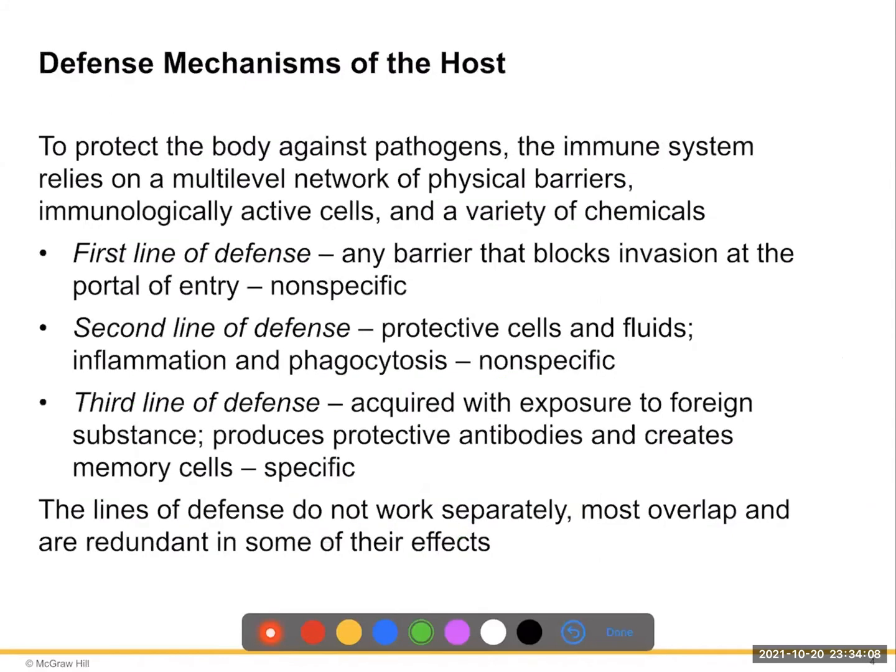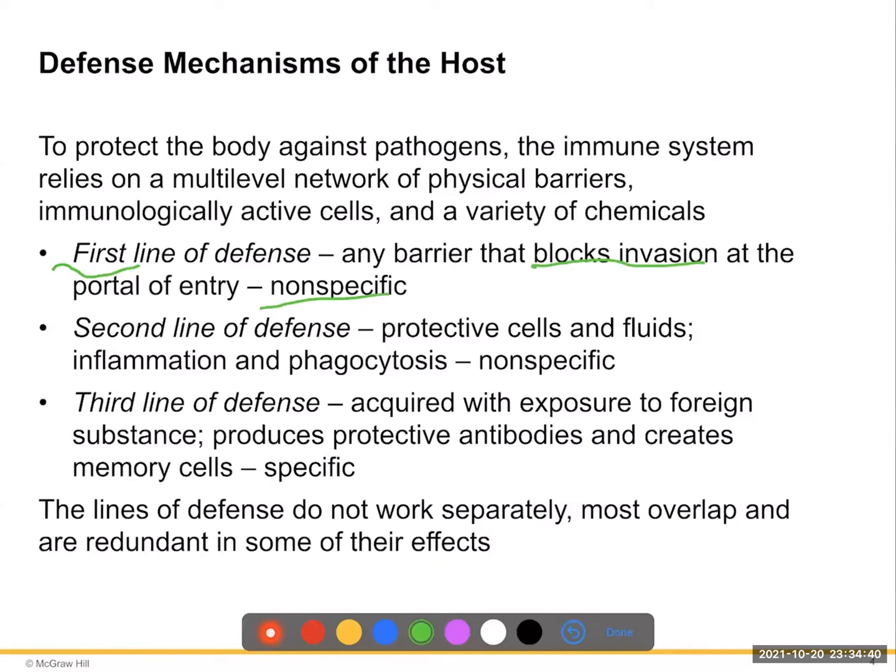Okay. So to protect the body against pathogens, your immune system relies on a network of physical barriers, immunologically active cells, and a variety of chemicals. This is our first, second, and third line of defense. So the first line of defense is any barrier that blocks invasion at the portal of entry. Like the skin is the first line of defense. It blocks the entry of the pathogen at the portal of entry. And it's non-specific. It blocks everything. It doesn't rely on a specific receptor.